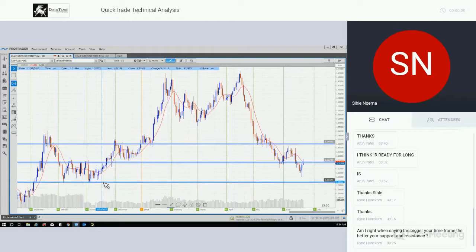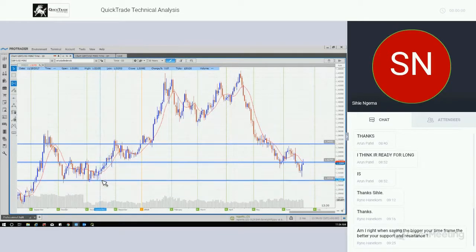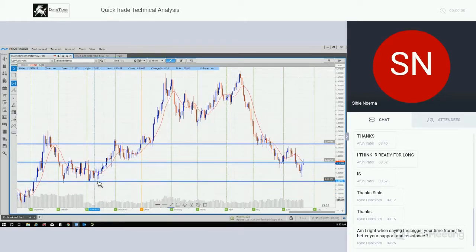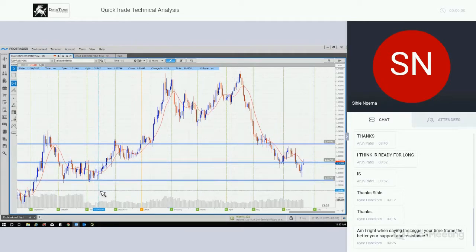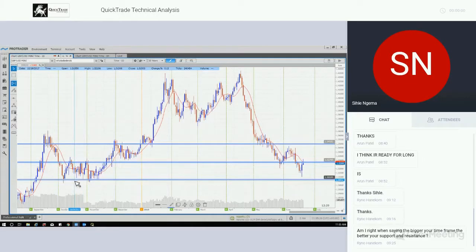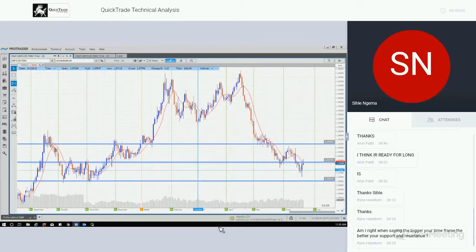Okay, this is our support here at the bottom. Maybe we can just move this up a bit to 1.3500. I'm trying to get 1.3500 here. Okay, we can leave it at 491. No, it doesn't want to do this. Okay, let me leave it there.